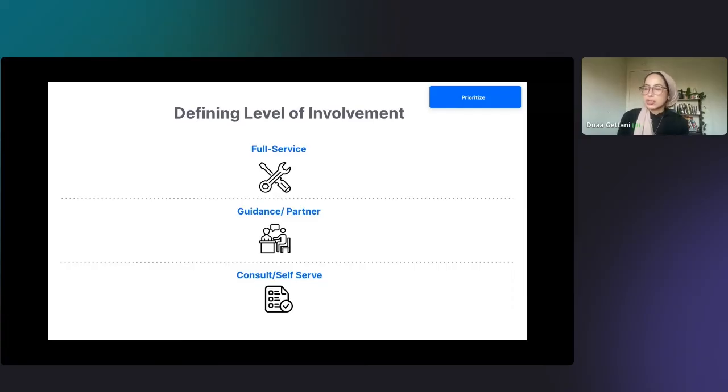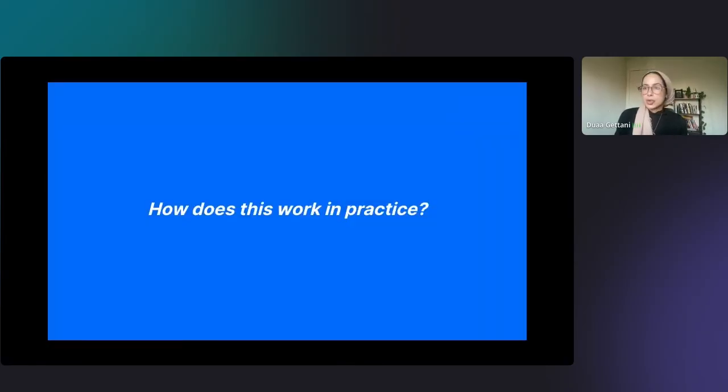And then there's the consult slash self-serve model. That's where a researcher may not have bandwidth at all to take on a project. And they will advise on the research approach and review any questions, discussion guides, test plans, and help with every aspect of the study, but not fully complete it on their own. And then how does this work in practice?